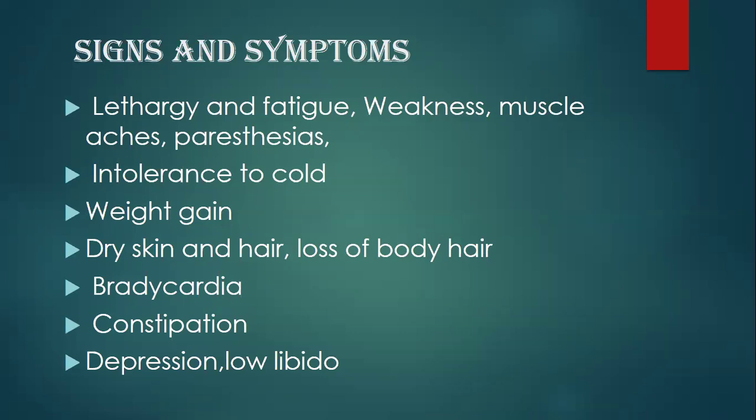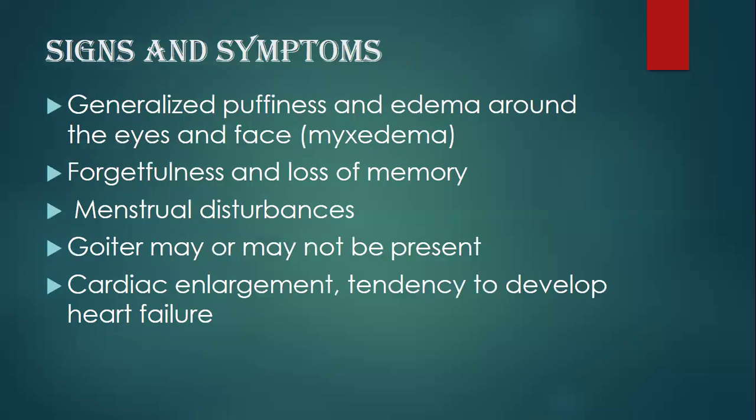Then these patients have what? Depression, because there is a way this T3 also functions in our neurological system. This patient too has low libido, because there is a way it affects the reproductive system too. Then another thing is generalized puffiness and edema around their eyes and face. We call it myxedema. Then forgetfulness and loss of memory. There are menstrual disturbances. Then goiter may or may not be present. But please take note, a patient can present with goiter with both hypothyroidism and hyperthyroidism.